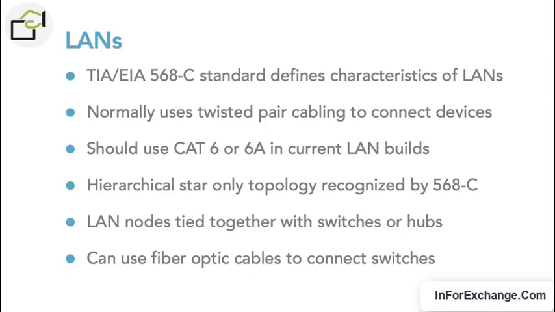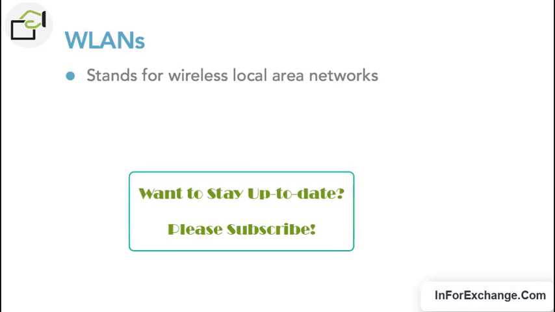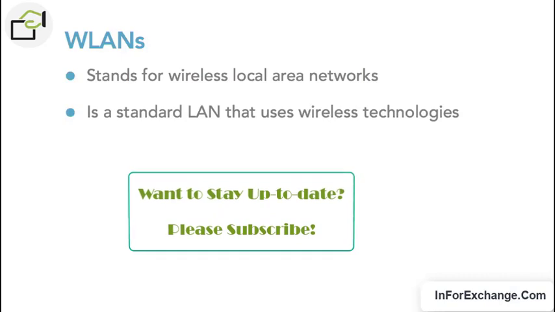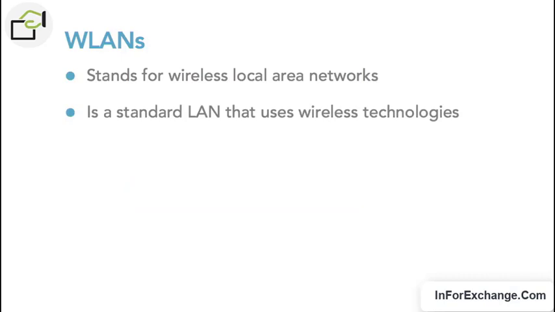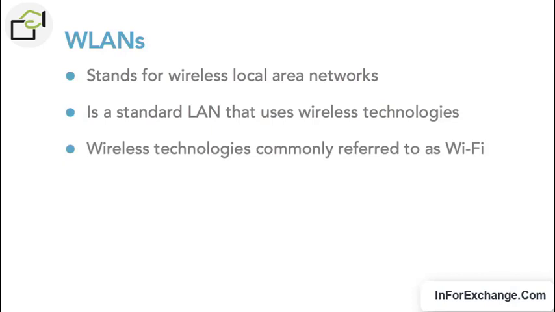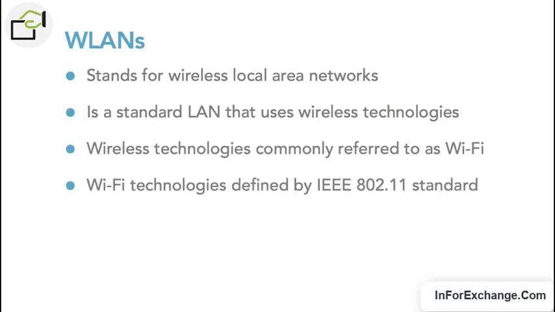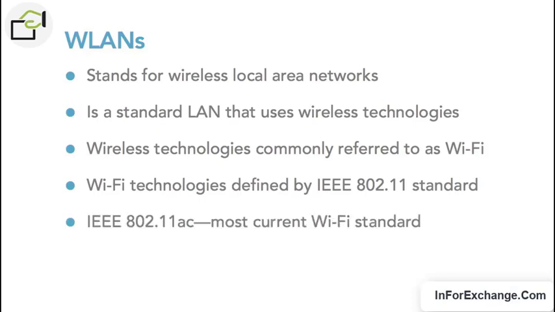Another kind of LAN technology is WLANs. WLAN stands for wireless LANs. As the name suggests, the way you link up LANs in a WLAN is using wireless technologies. The wireless technologies used in a WLAN are commonly referred to as Wi-Fi. The Wi-Fi technologies used in a wireless LAN are defined by the IEEE 802.11 standard group. The IEEE 802.11ac is the most current Wi-Fi standard at this point in time.